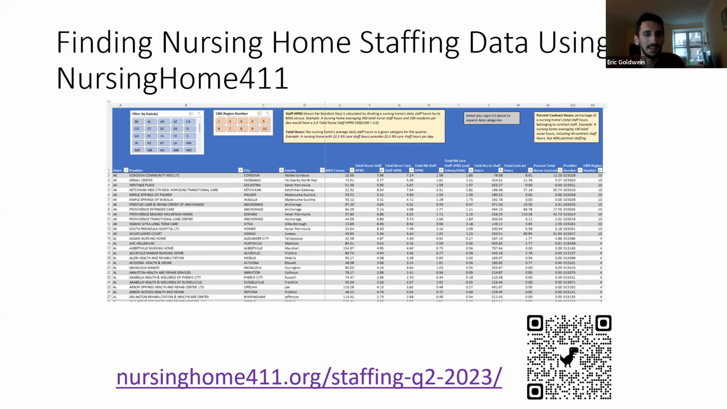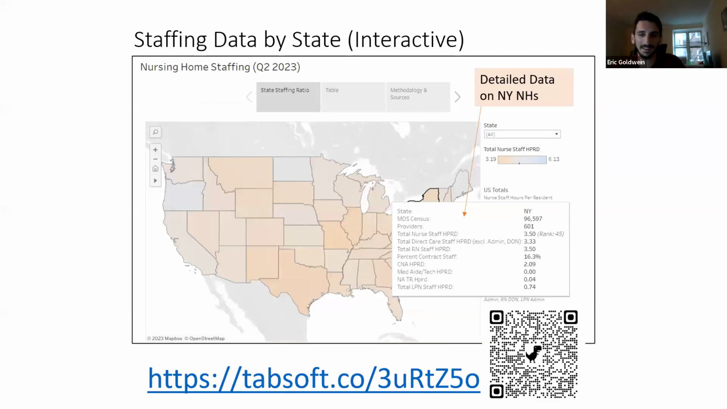This is a user-friendly file, but it also allows you to explore on a more granular level at a specific nursing home. And we also have information on the state and the CMS regional level. The next slide will show you an example of our interactive Tableau dashboard, where again, you can see the state performances for overall staffing and for specific staffing positions.